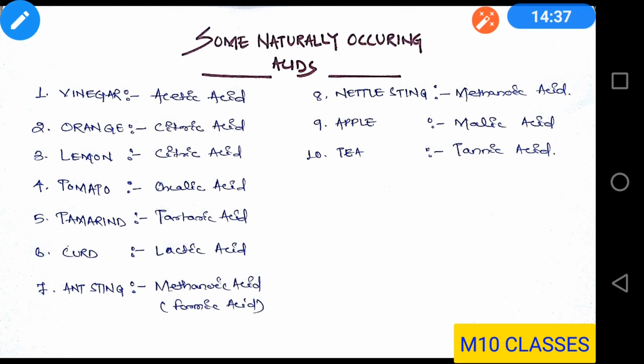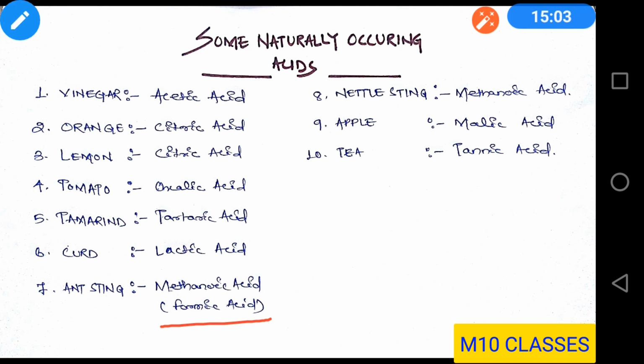Curd, as you know, contains lactic acid. Ant sting and nettle sting both contain methanoic acid, and methanoic acid is also known as formic acid. Remember this. Apple contains malic acid, and tea contains tannic acid. And students, you should remember all those acids present in these natural substances. And this completes this topic about pH.